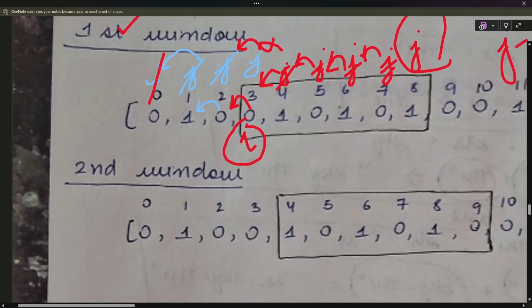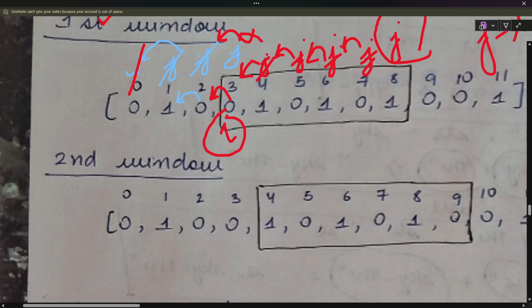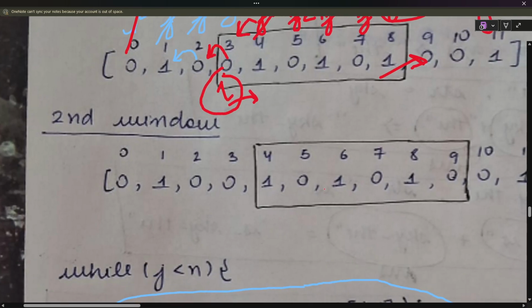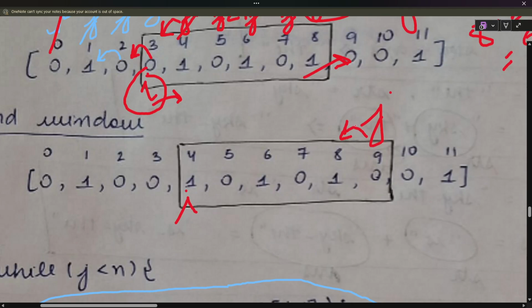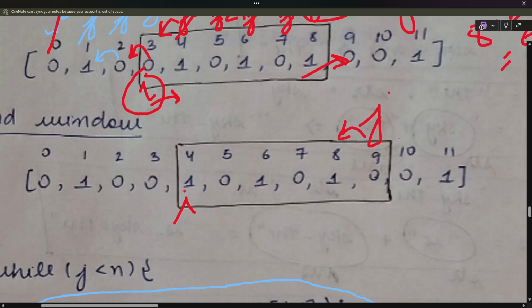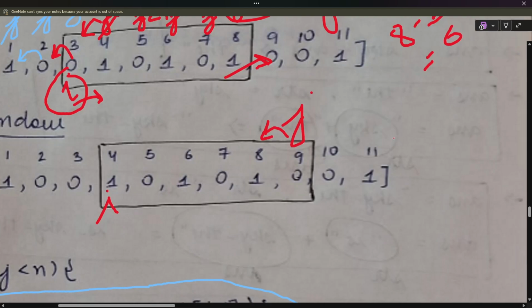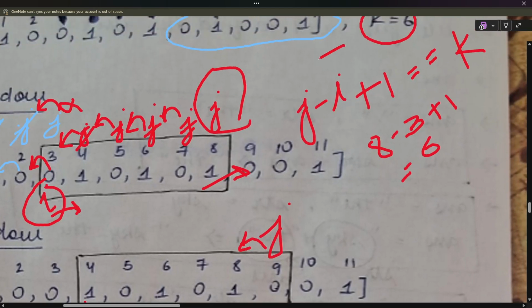In this case, we move the i and j simultaneously. So as you can see, i comes from here to here and j comes from here to here. So our i is here and our j is here. And you can see that it's alternating because these both are not equal, right? j and j minus 1 are not equal. So in this case we check if the window size is equal to k or not.